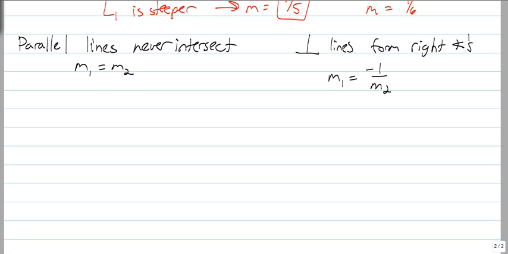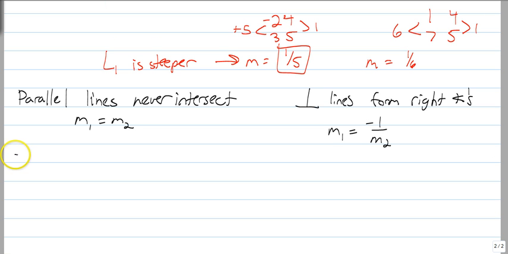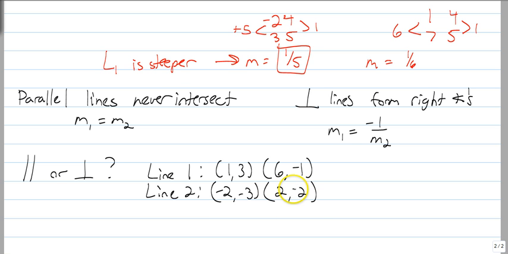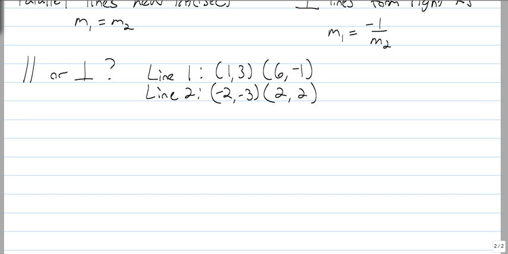So let's look and see. I want to know parallel or perpendicular. I use the sign for parallel now. So, are these parallel or perpendicular? That's my question. And my lines are line 1, which is 1, 3 and 6, -1. Sorry about that. And line 2, which is -2, -3, and 2, 2. Now, I guess I could also throw in a third option. It could be neither. So let's see what we get.